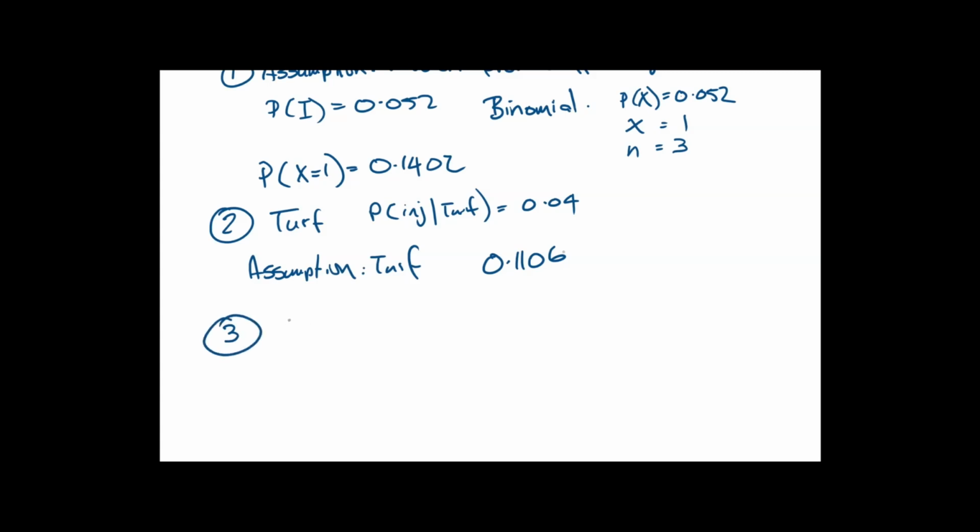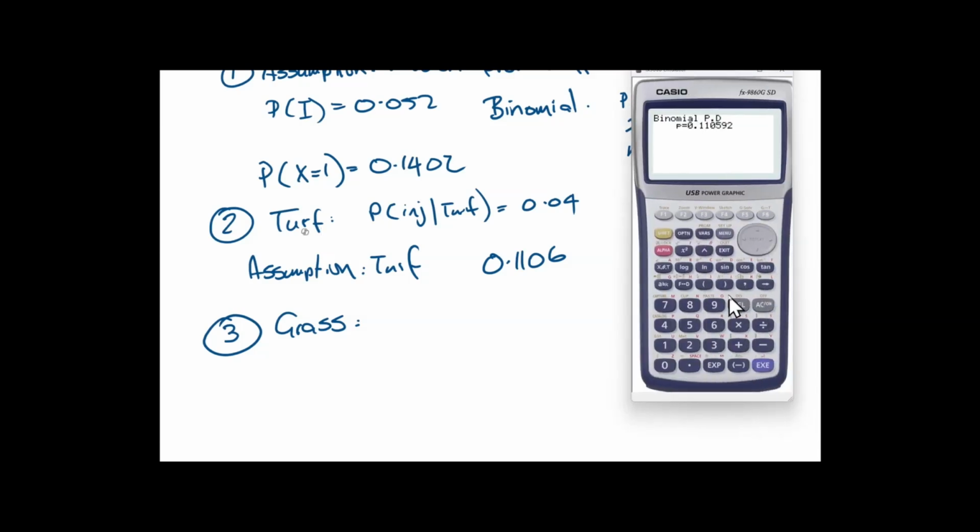Third assumption: if we say it's on grass, so we choose a game which is on grass, and it's going to be selected again, so the probability is going to change. And again, the only thing that's going to change here is that, and 26.14.